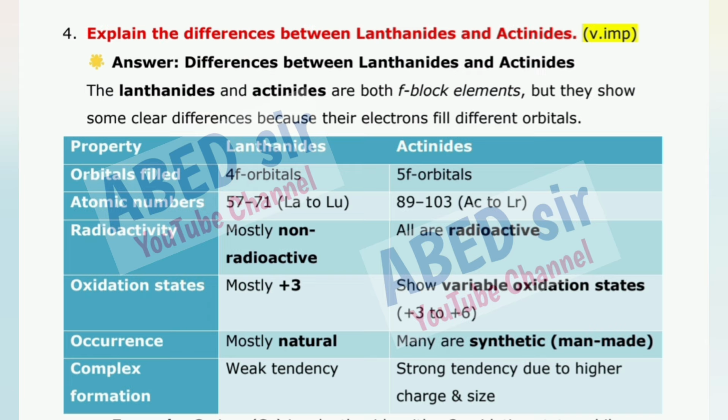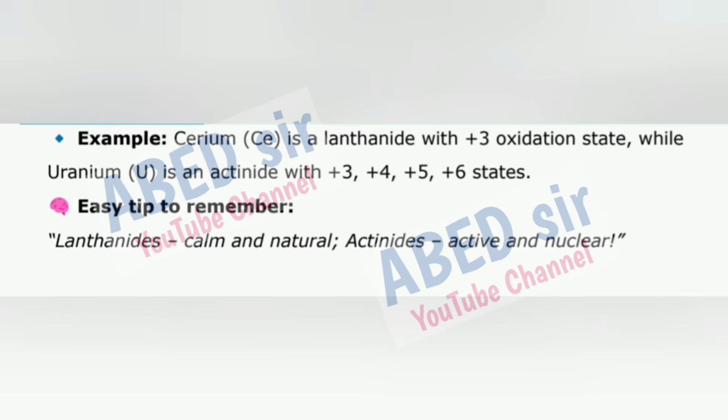Oxidation states: mostly +3; show variable oxidation states, +3 to +6. Occurrence: mostly natural; many are synthetic, man-made. Complex formation: weak tendency; strong tendency due to higher charge and size. Example, cerium, Ce, is a lanthanide with +3 oxidation state, while uranium, U, is an actinide with +3, +4, +5, +6 states. Easy tip to remember: lanthanides, calm and natural; actinides, active and nuclear.